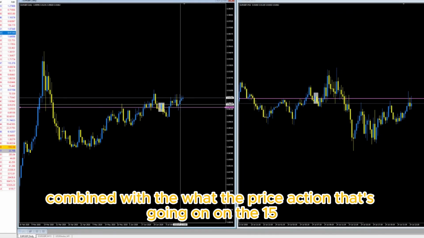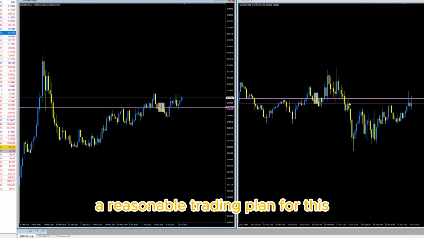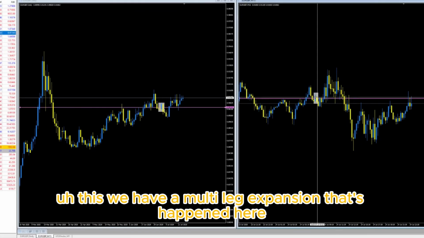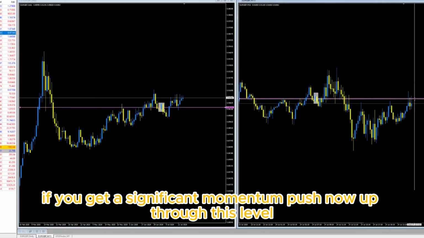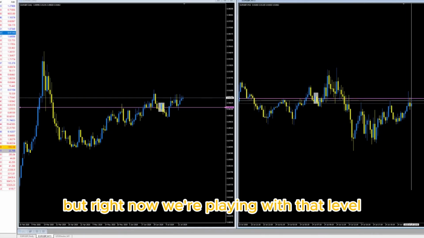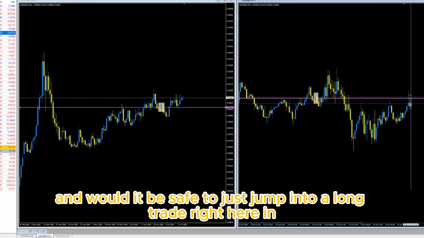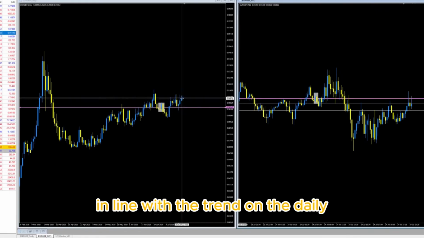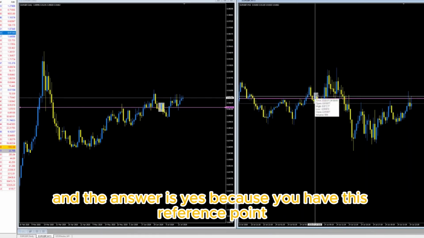So now for this trading idea, let's say that your idea now is because we have this clue combined with the price action that's going on the 15, a reasonable trading plan for this. We have a multi-leg expansion that's happened here. If you get a significant momentum push now up through this level, you notice that these pushes didn't make it, but right now we're playing with that level. If you get above here, would it be safe to just jump into a long trade right here, in line with the trend on the daily, which is backing up the idea? And the answer is yes, because you have this reference point.